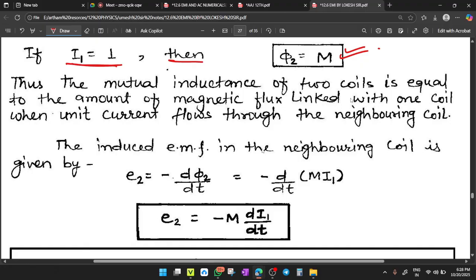Thus, the mutual inductance of two coils is equal to the amount of magnetic flux linked with one coil, what one coil? The second coil, when unit current flows through the neighboring coil. Make it a better wording: make it secondary, with a secondary coil, when you flow a unit current in the primary coil. Got it?